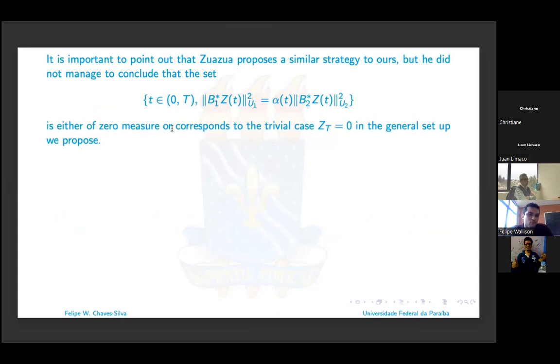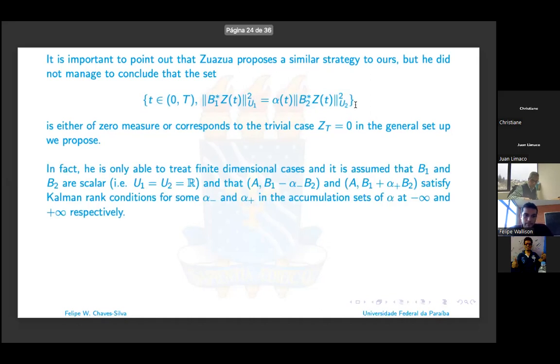And it's important to mention here that the idea of Zuazua is also to show that a similar set, not exactly this one, is also of measure zero, okay? Here, of course, we propose a general setup, and we in particular generalize Zuazua's result. As I said, he is only able to treat some particular cases, for instance in finite dimensional settings. He does not use alpha of t, but he uses some constant, and he needs to assume some kind of Kalman condition of this type, that A, B1 minus some constant B2, and A, B1 plus some other constant B2 satisfy the Kalman condition, okay? The constants don't matter, but he needs these two systems to satisfy the Kalman condition, okay?